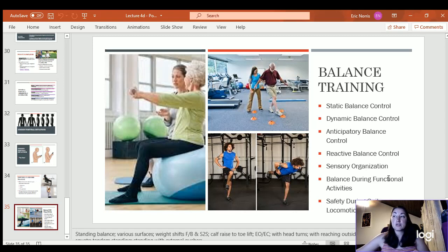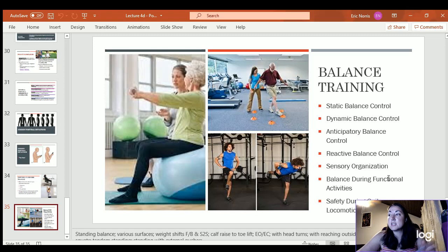Balance during functional activities. I really like dual tasking, like walking while holding a tray or a cup of water. Walk while talk. That's difficult for a lot of people because they typically focus so much on the walking, it's hard to talk. Vacuuming, sweeping, things like that are all great functional activities that require a significant amount of balance.